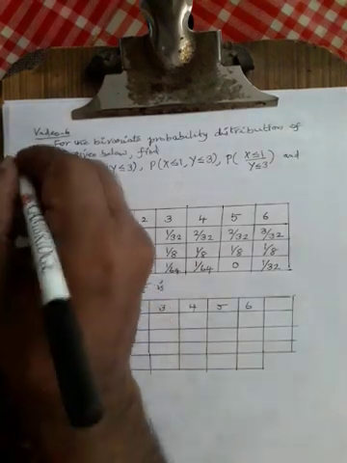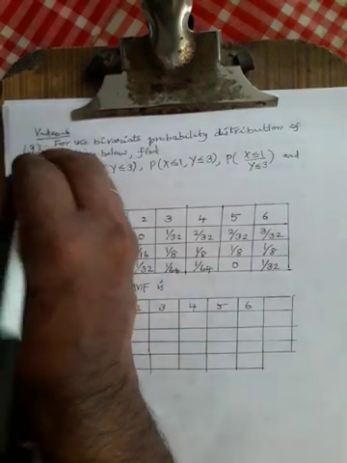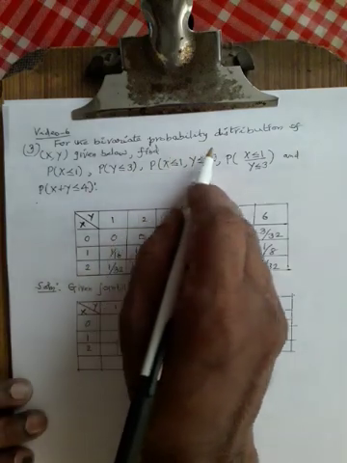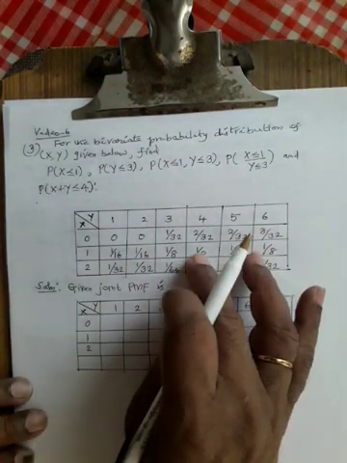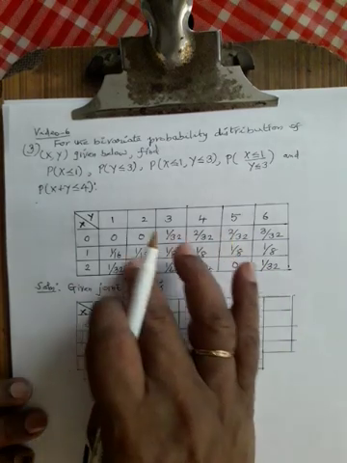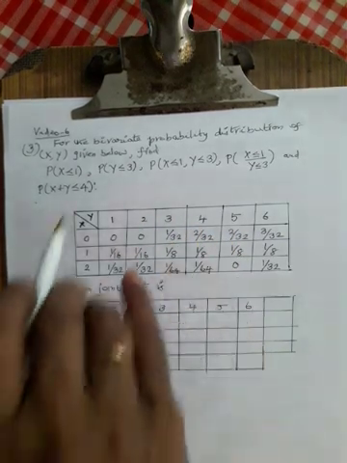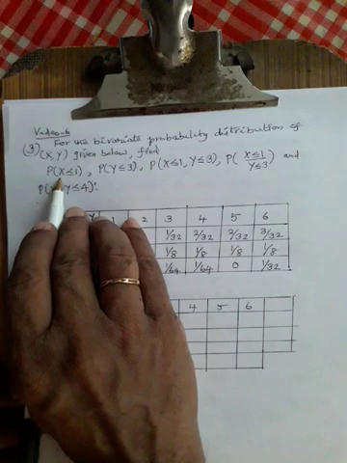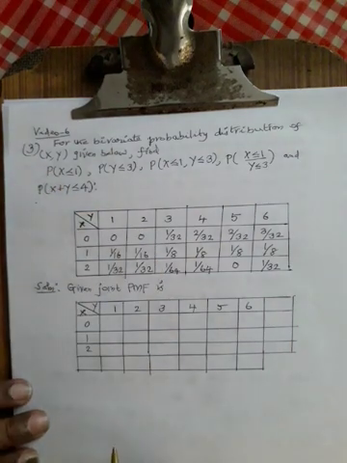PDU 6, problem number 3. For the bivariate probability distribution of x, y given below, this table is given. So far in the previous problem we have constructed this table. Now the question is find P of capital X less than or equal to 1.